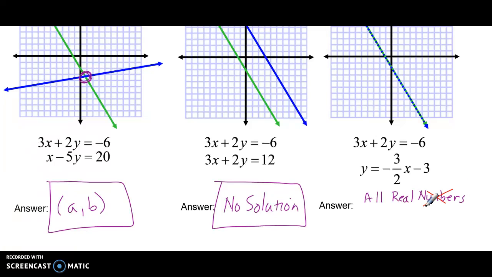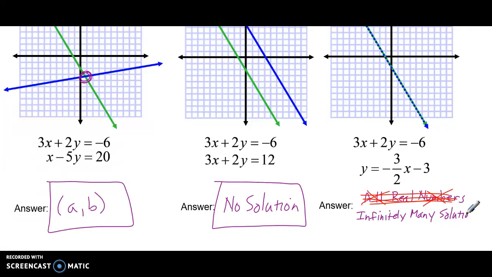And not every point is a solution. I mean, there's plenty of points there that are not on either one of the lines, so all isn't right either. So we just don't say all real numbers. That's not the proper vocabulary for what's happening in this situation. We say something that sounds kind of similar, but is actually more accurate. What we say is infinitely many solutions.